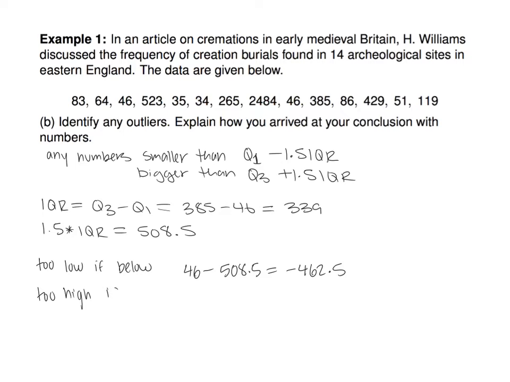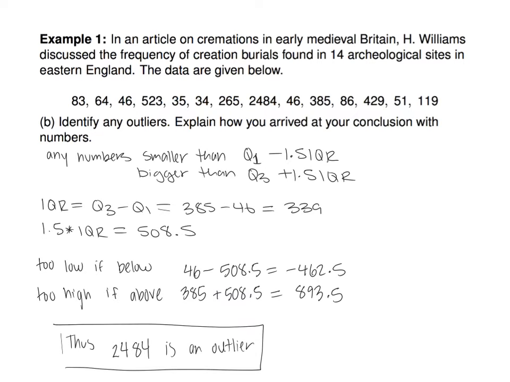We're too high if you're above Q3, which was 385, plus that 508.5, which gives us 893.5. And so the only outlier we have is 2,484. But when I'm looking through your work, what I'll be looking for is, did you find this IQR? Did you do 1.5 times it? And did you find these numbers? That's what I'm looking at your explanation to be.